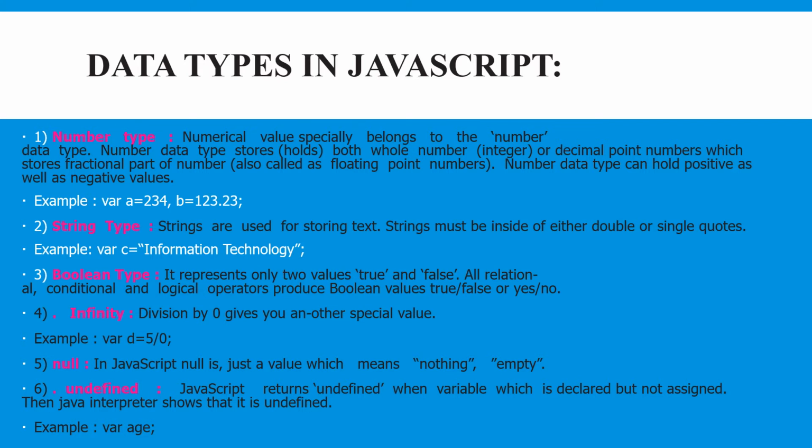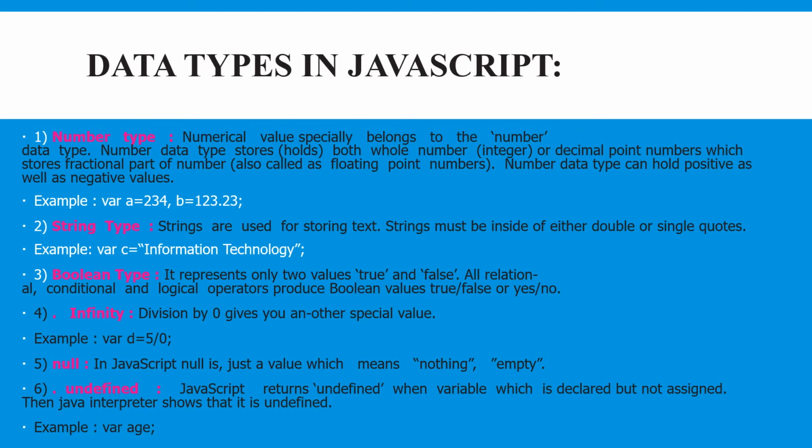The strings are used for storing text. String is nothing but a set of characters. A string must be inside either double or single quotes. So always when you define a string, that is a sequence of characters, it must be enclosed within quotation marks. So here variable c is equal to, in double quotes, information technology, double quotes complete and semicolon is mentioned. That means the string information technology is applicable for the variable c. So c stores the value of the string as information technology.